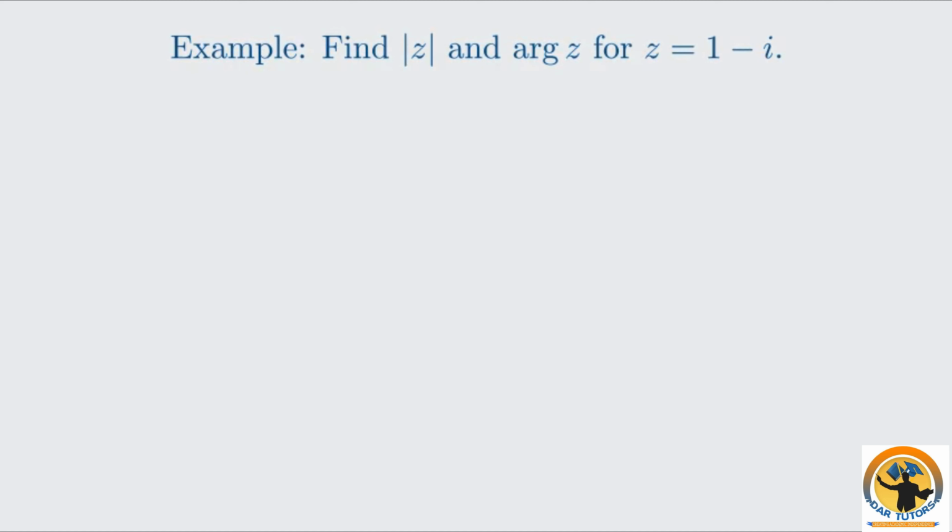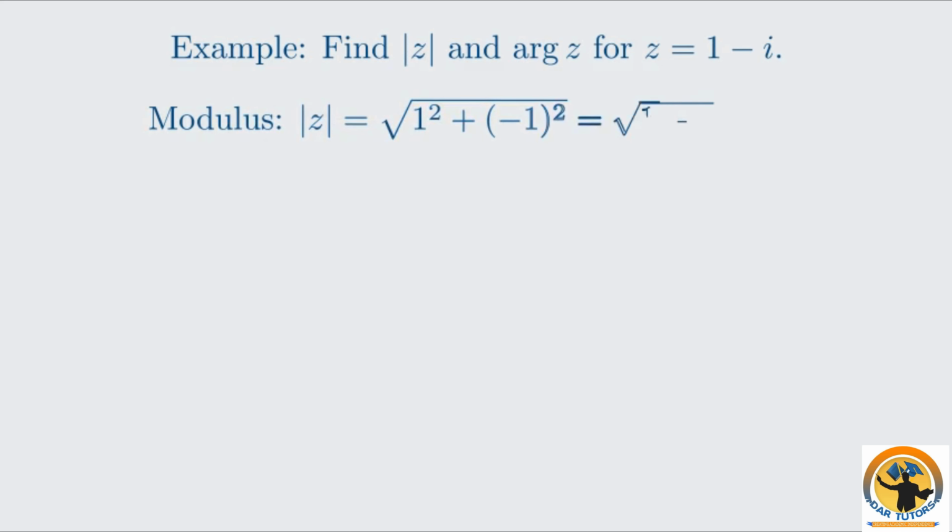Let's work through an example to find the modulus and argument of a complex number in the fourth quadrant. Consider the complex number z equals 1 minus i. Our objective is to find its modulus and its principal argument. First, the modulus. Using the formula, the modulus of z equals the square root of 1 squared plus negative 1 squared, which is the square root of 2. So the distance from the origin to the point (1, -1) is root 2.